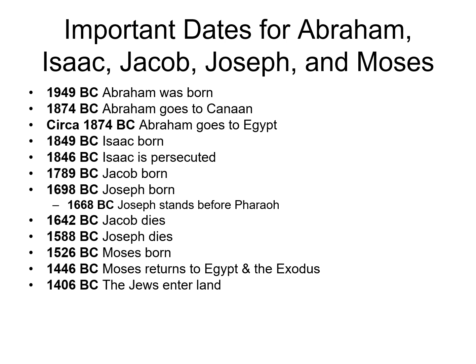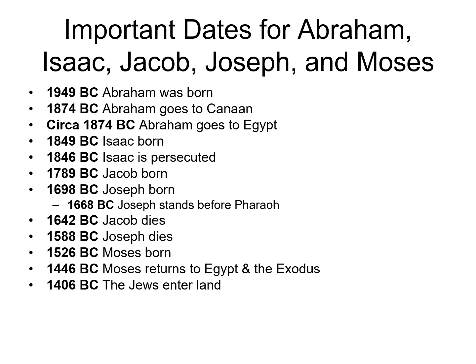Some important dates to note on here is 1949 BC is when Abraham was born. He goes into the land of Canaan and Egypt around 1874 BC. Isaac was born in 1849 BC. Jacob is born in 1789. Joseph is born in 1698. And Moses is born, going down a bit, in 1526 BC.